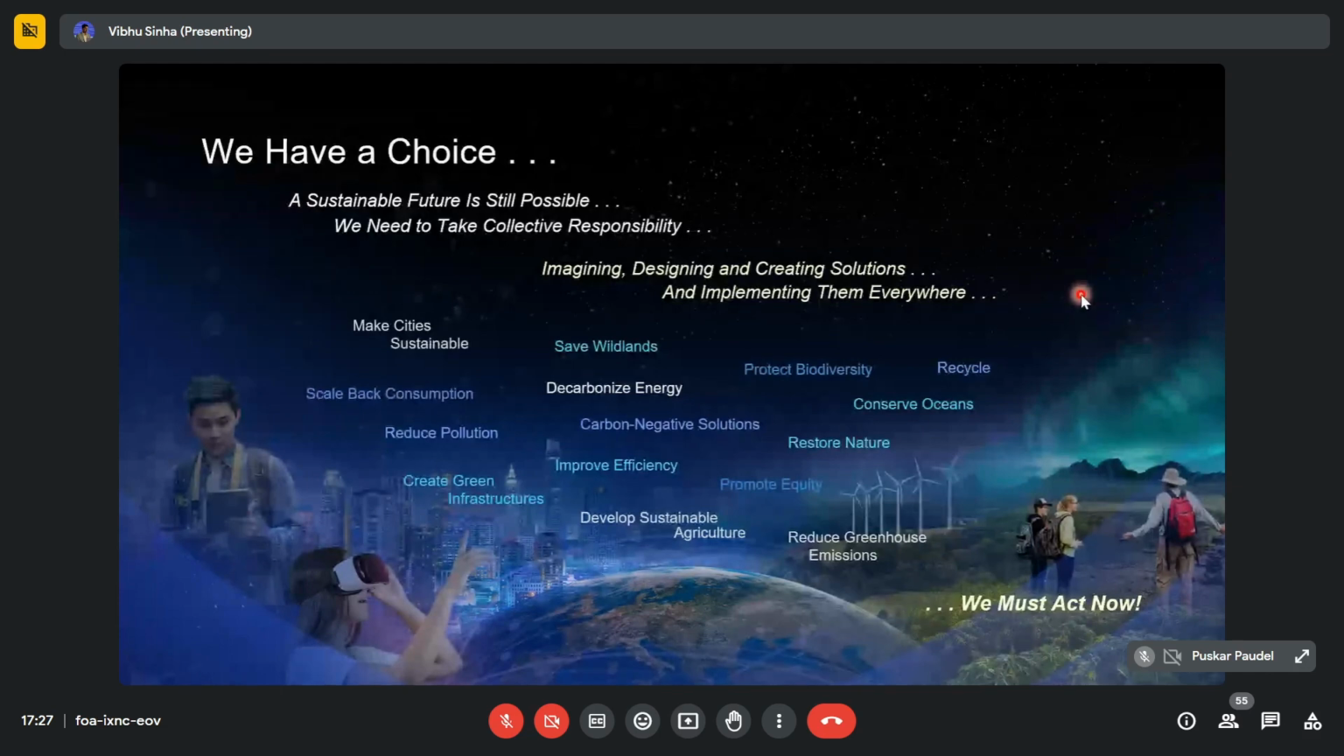Now, probably some of you might have heard, we have been talking about reuse, recycle. But I think one thing which has taken center stage in this messaging is "reduce". We need to reduce our consumption. We need to scale back on our consumption.